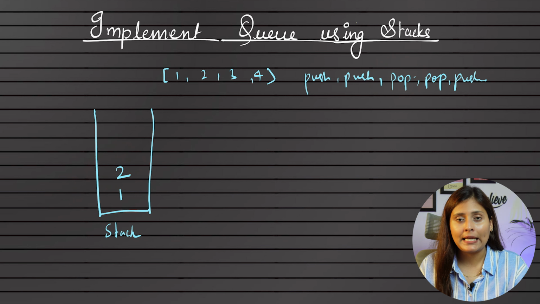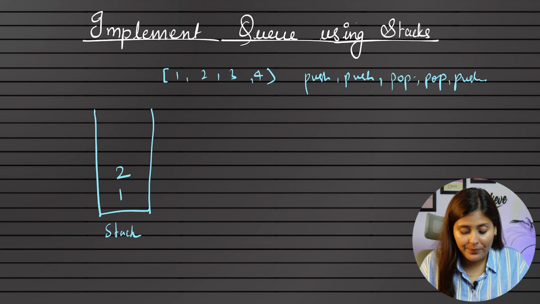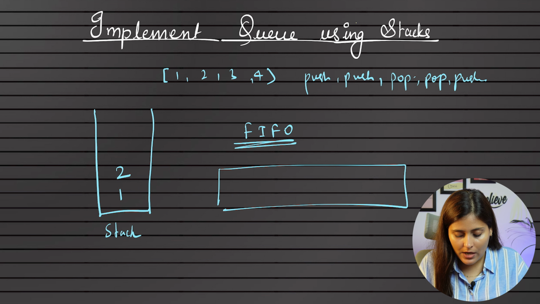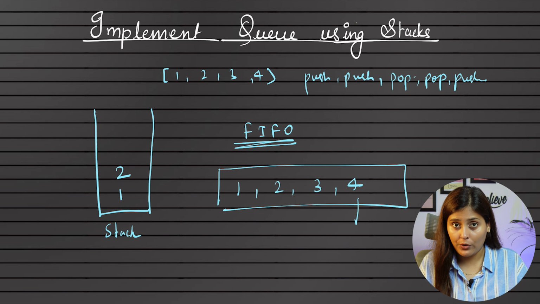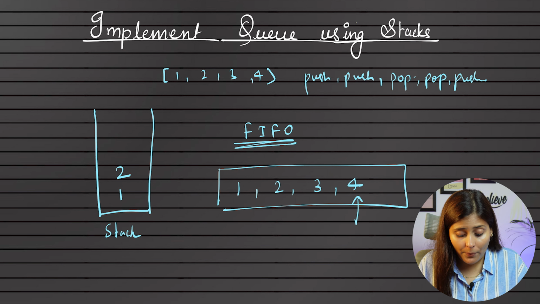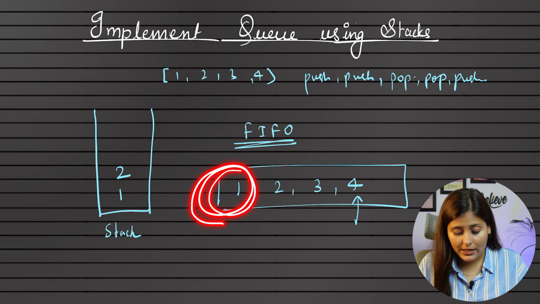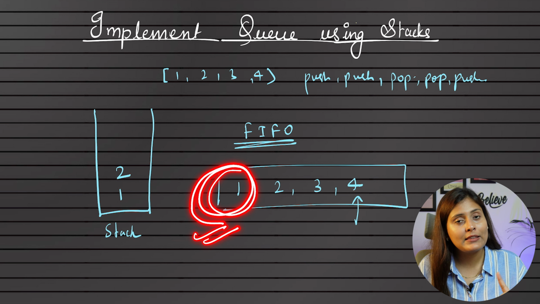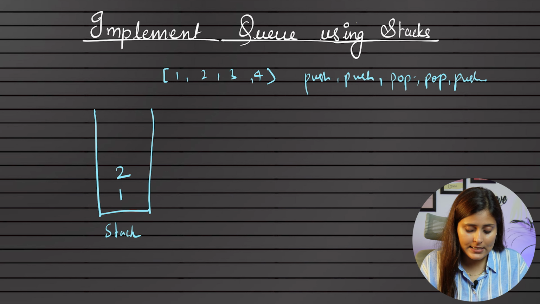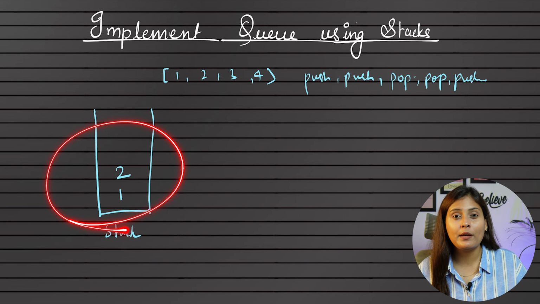And if you don't know how queue behaves, it behaves in FIFO structure, means first in first out. Suppose you have inserted numbers like 1, 2, 3, 4, at last you have inserted 4, right? So if it's stack, for sure when you pop you will get 4, but if it's queue, when you pop you will get 1. So whatever has been inserted first, that will come out first as well. So it means if you use a single stack, you won't be able to do it.